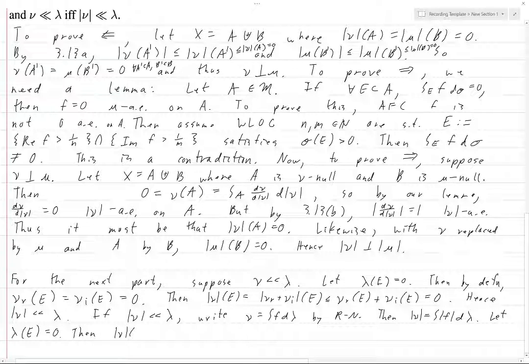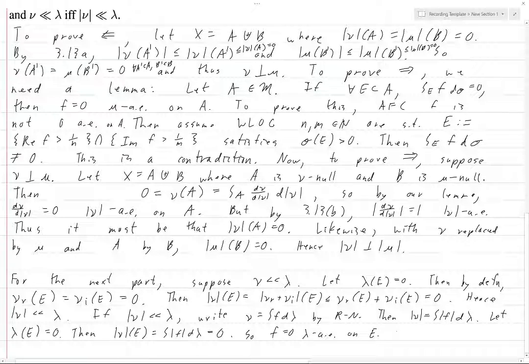Then, let's see here. What is nu of e? Absolute norm nu of e. This is just the integral of f d lambda, but this has to be 0 because lambda is 0, and we've got this absolute continuity. So f equals 0, lambda almost everywhere on e.